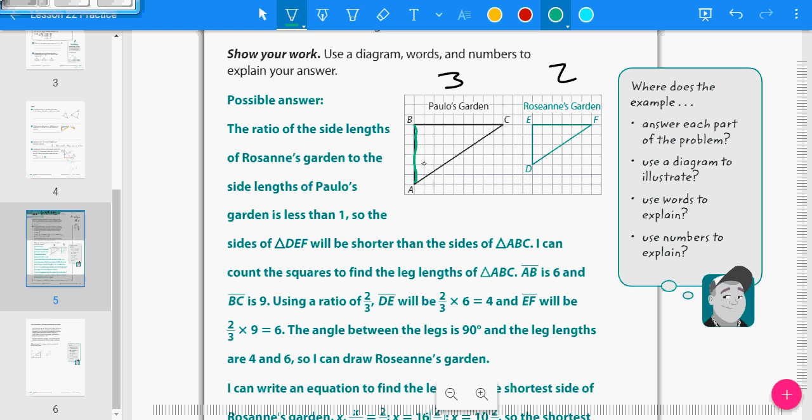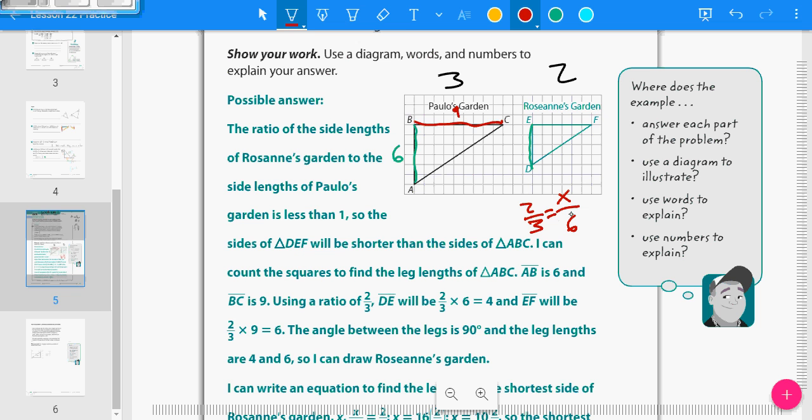So let's just say this green side length matches up with this green side length over here. The one over here was 1, 2, 3, 4, 5, 6. And the top one, so I'll do in red, I believe is 9. 1, 2, 3, 4, 5, 6, 7, 8, 9. Now the nice thing about that is they're both multiples of 3. So to figure out his side length, for Roseanne's garden, if it's 2 to 3, and I know that Paulo's, let's go with the left side, is 6, I need to figure out what would be the length of Roseanne's garden that would go along with that 6.